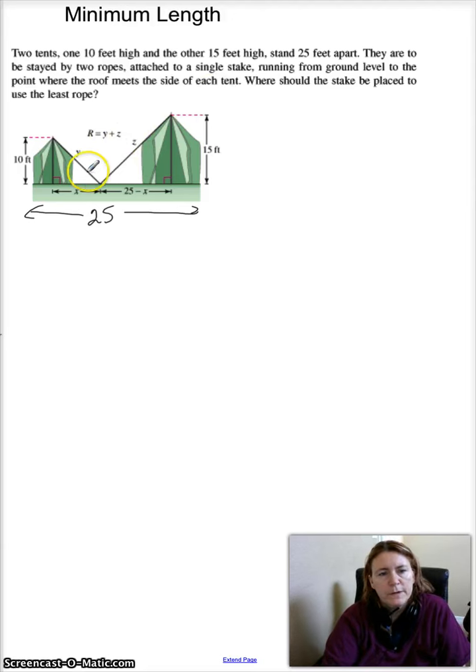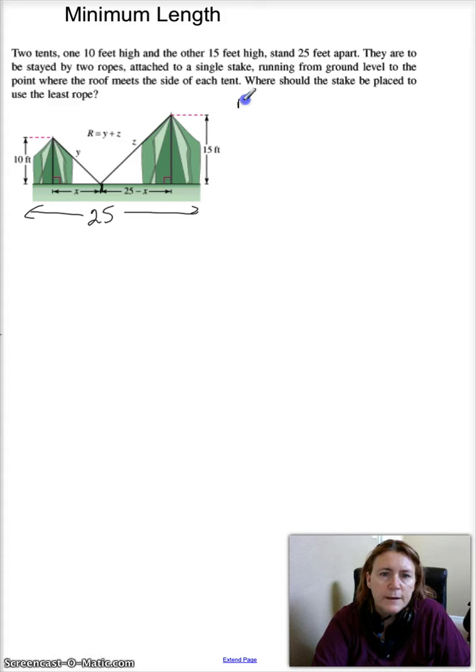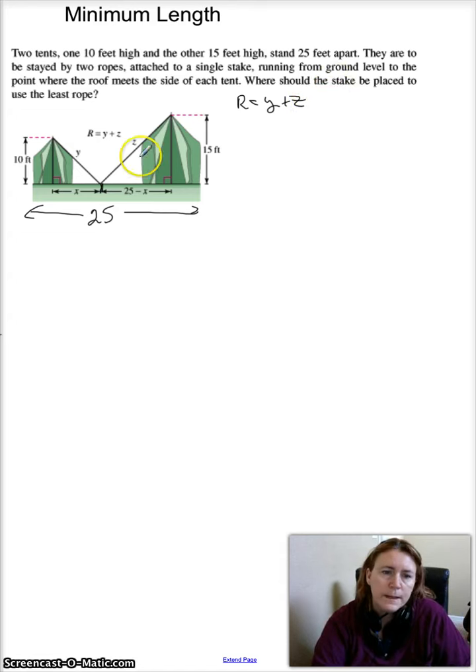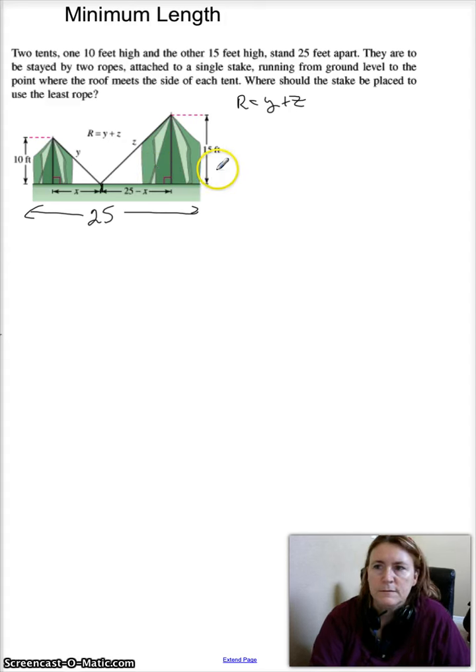Now, from this point to this point, we're going to call Y. From this point to this point, we're going to call Z. So this is where they're being staked. And I have the distance X, and then the distance 25 minus X. Now, I know I have a length of rope, and the length of my rope is Y plus Z. That's way too many variables. Is there some way to relate Y and Z? And the answer is, yeah.